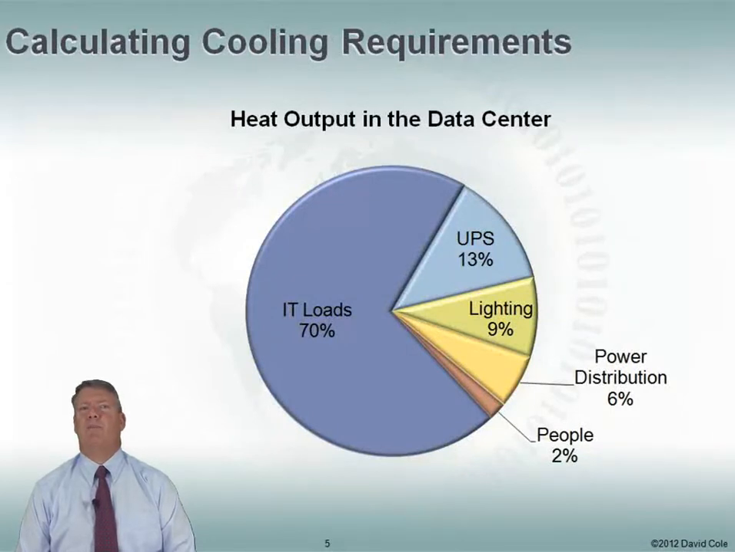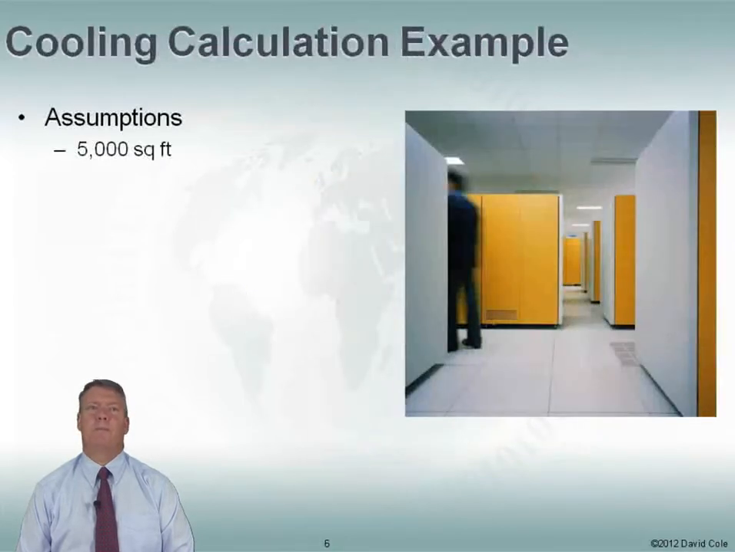If I break this out into components, typically my IT loads are going to be 70 to 90% of the heat output. My UPS might be 10 to 13%, my lighting maybe 9%, power distribution 6%, people maybe 2%. Your mileage is certainly going to vary. You'll have differences in your data center, but this gives you a feel for where the big heat source is in the data center.